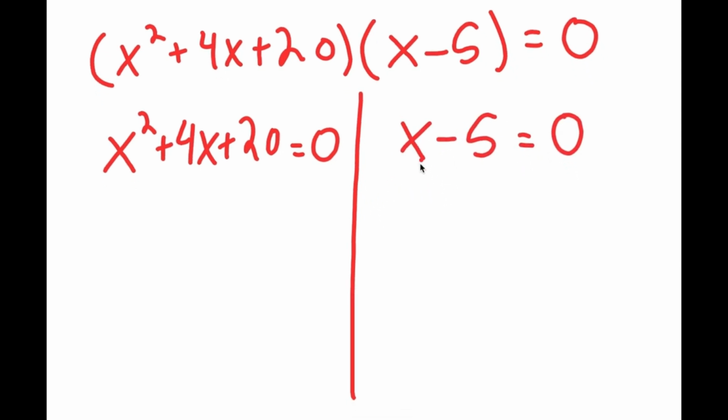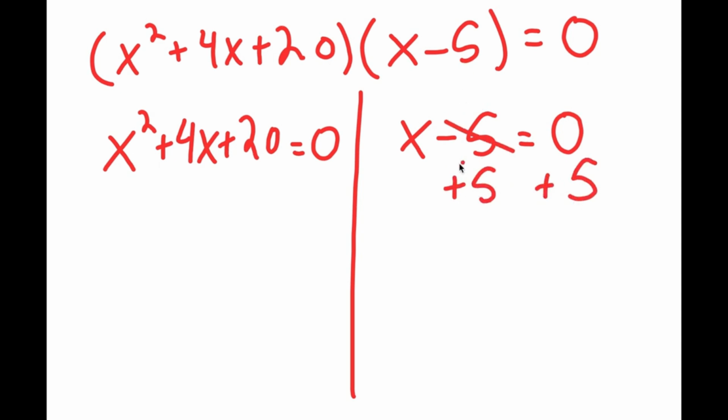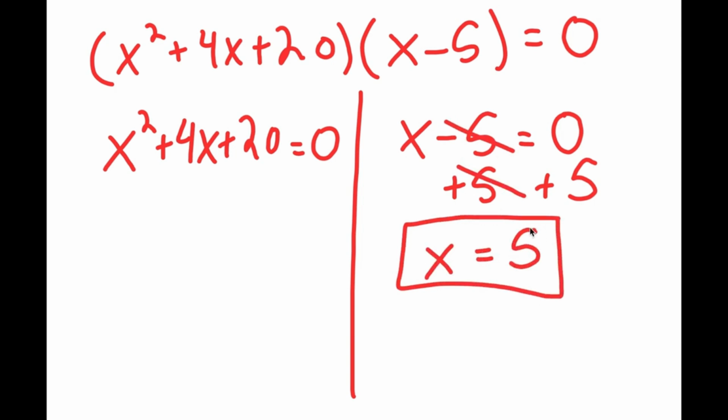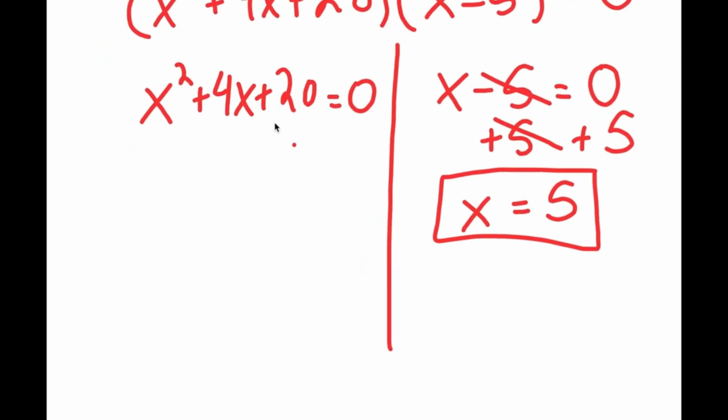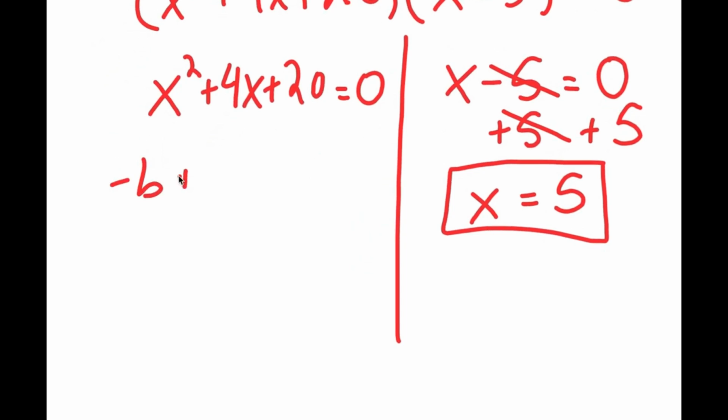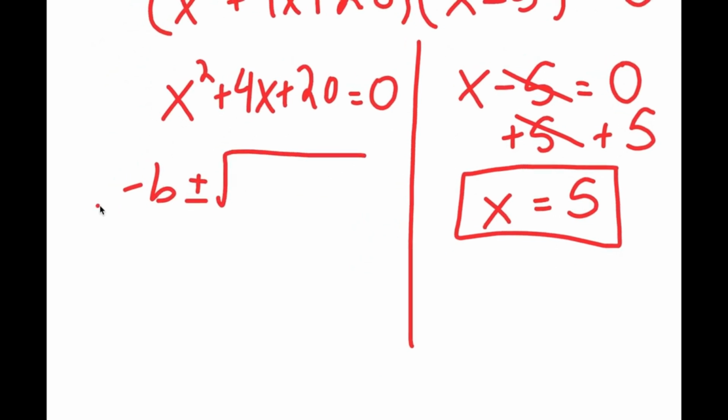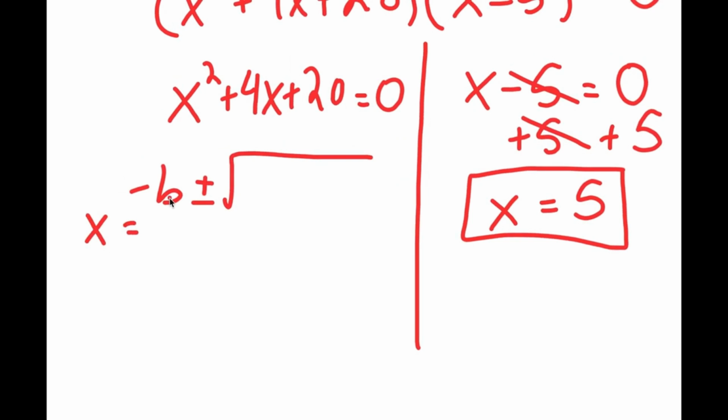So, I'm going to first start by solving x minus 5 equals 0. To solve this, all I have to do is add 5 on both sides, and I get x is equal to 5. Now for x squared plus 4x plus 20 equals 0, I can use the quadratic formula. The quadratic formula is negative b plus or minus the square root of b squared minus 4ac all over 2a.